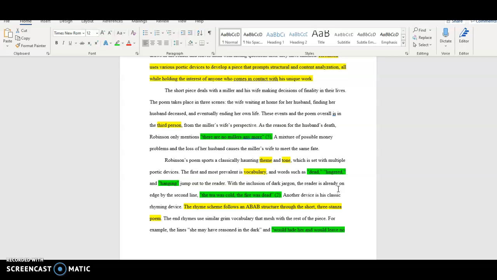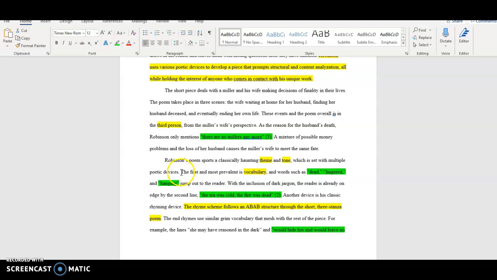So one big thing to keep in mind when you are identifying the various poetic devices that the poem uses, it's not enough to just say, here is a poetic device that is used in this poem. You then need to analyze, how is that poetic device used in the poem? What effect does that poetic device have on the meaning of the poem, or what impact does that poetic device have on someone reading the poem?